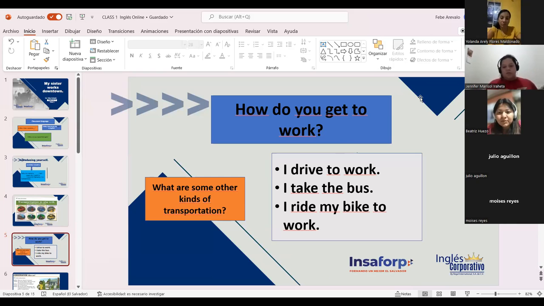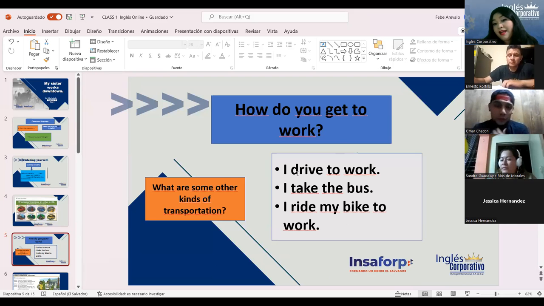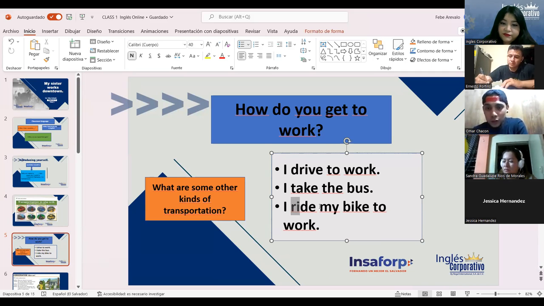Right? I drive to work. Yo manejo para el trabajo, right? I take the bus, tomo el bus, o abordo el bus. I ride my bike to work. Manejo bicicleta. Bueno, en realidad, ride es montar, okay?